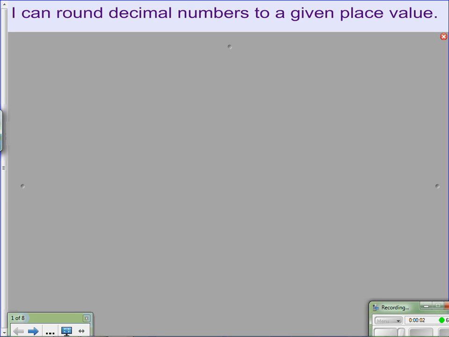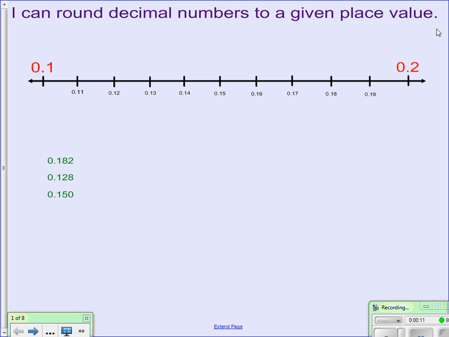Today we're going to learn about rounding again. Today our objective is I can round decimal numbers to a given place value. We're going to start off kind of the same way, looking at decimal numbers now. So now we're looking at rounding to a tenth.